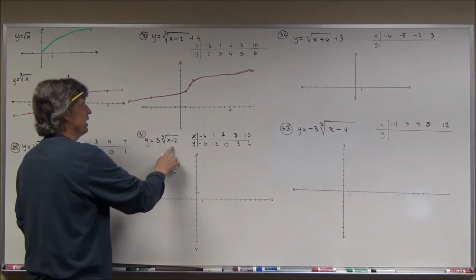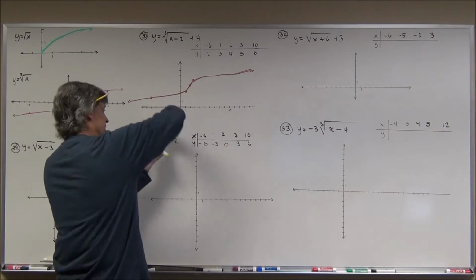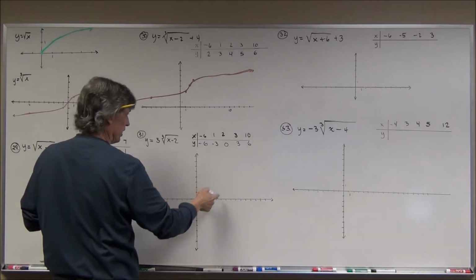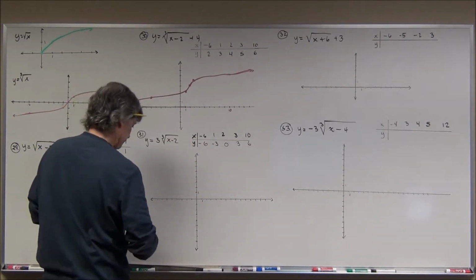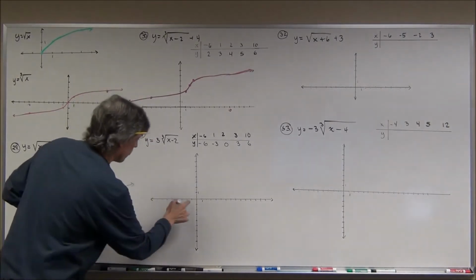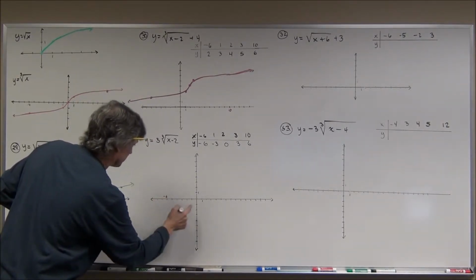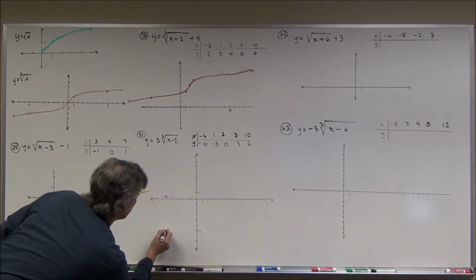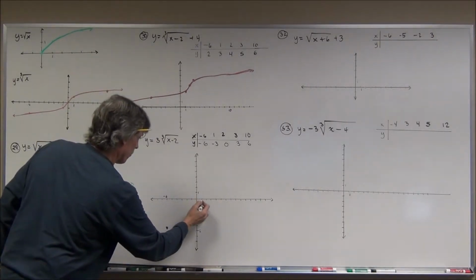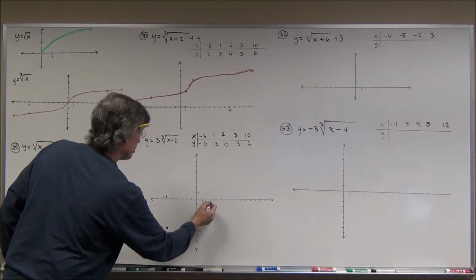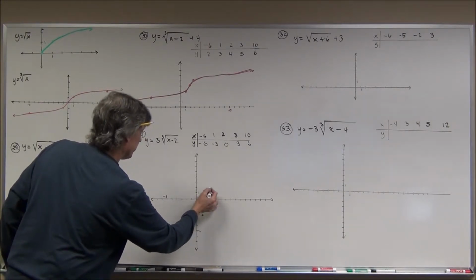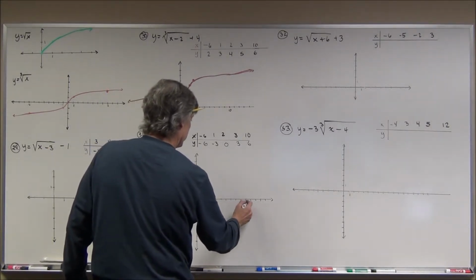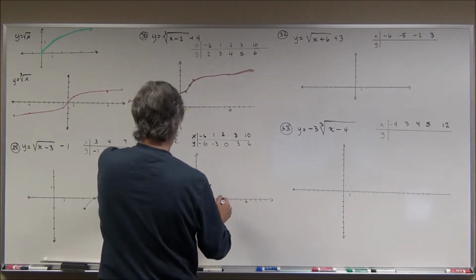Now remember, this part's the same. So it's going to look like this, except it's going to be stretched out. It's going to go right through the x-axis here. So -6 here, I'd be down here, best I can. 1, -3, down here. 2, 0. 3, 3, and 10, 6.